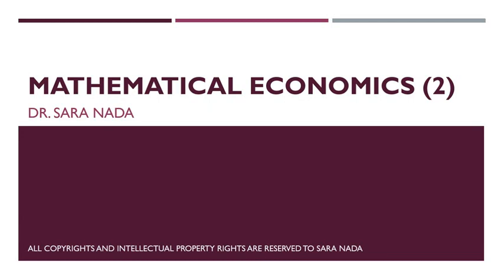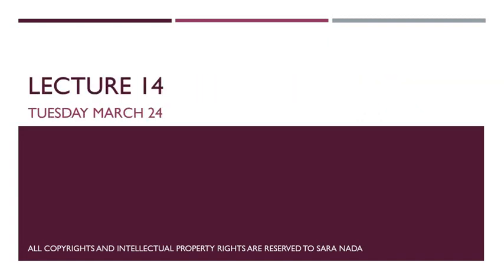This is the course Mathematical Economics 2. Remember that this course is both for English section students, the credit hour system students, and the Arabic section, the old system students. As you know, this course is taught in English. Today is March 24 and this is our lecture number 14.